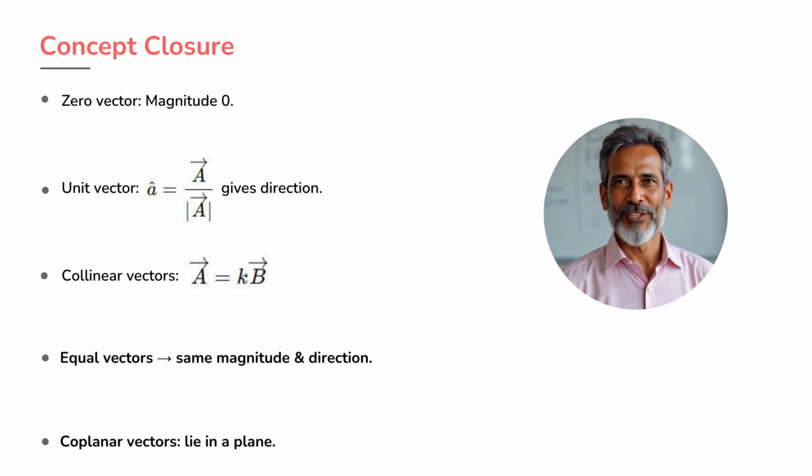Now, a quick question for you. If vector C equals negative 1/2 times vector D, are they collinear? Think for a second. Yes, because one is a scalar multiple of the other, but they point in opposite directions.